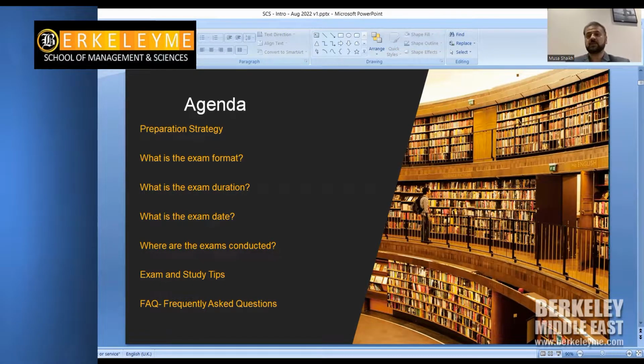We'll start our discussion with the preparation strategy for the strategic case study, which is the last exam, and it's very competitive, very challenging, and very, very interesting as well. So we'll see what the exam format is, the exam duration, the exam date, where the exams are conducted, and exam and study tips. And in the last, of course, you can ask your questions related to the exam, related to CIMA itself, or the strategic case study.